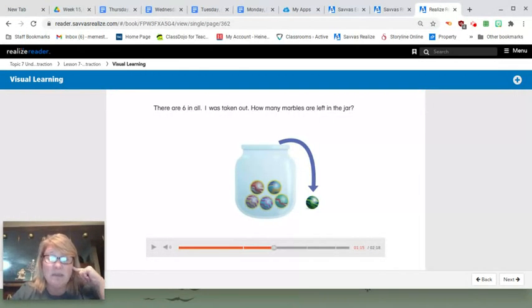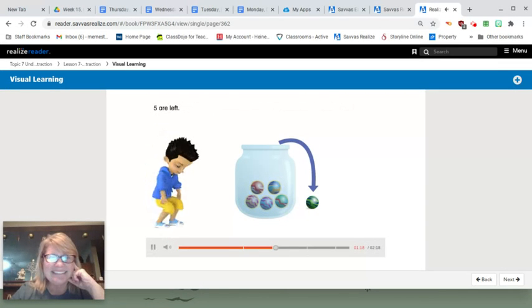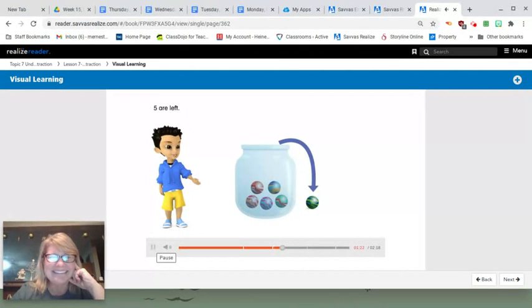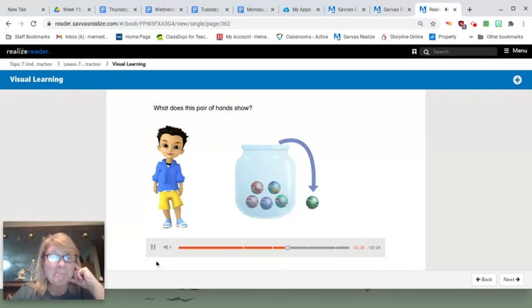And you really have to think about what you're answering. What does this pair of hands show? 6 fingers. 1 finger has been put down. What does the pair of hands show now? The ones that are left are the ones that were not taken away. 5 fingers.